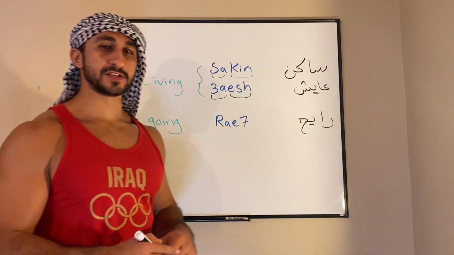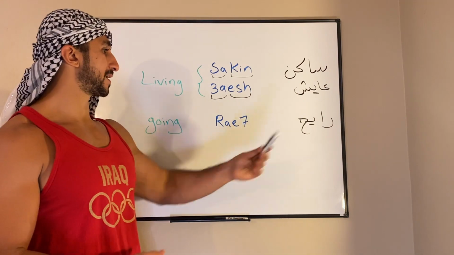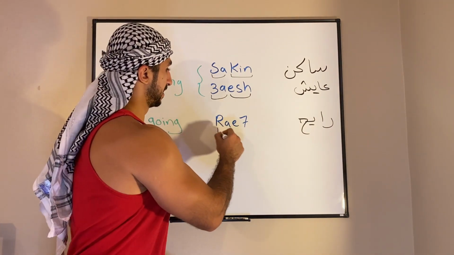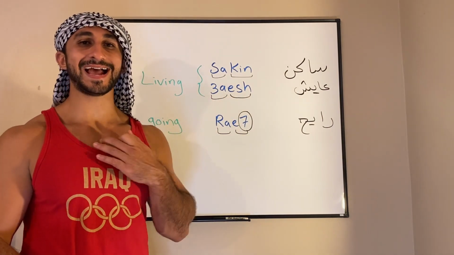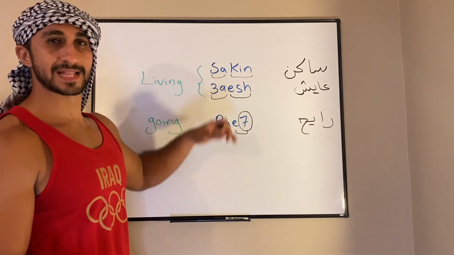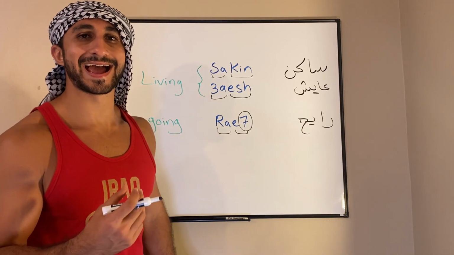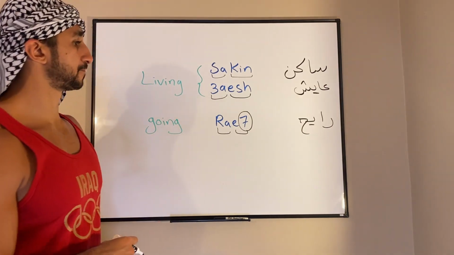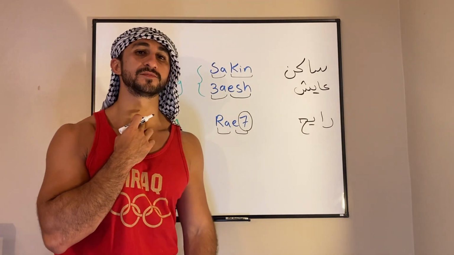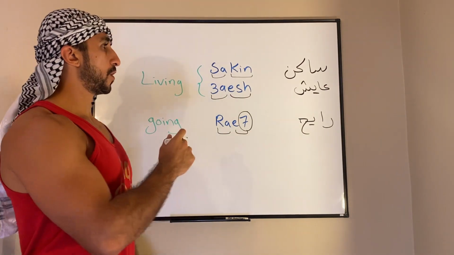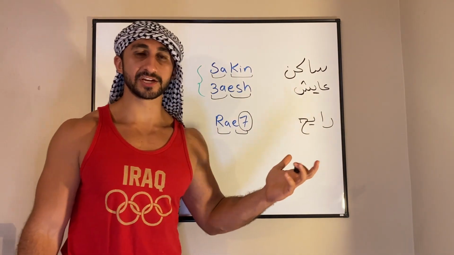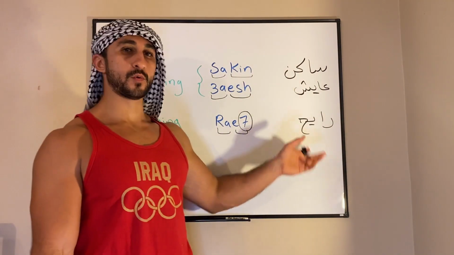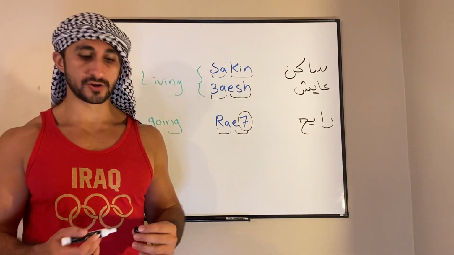And the other one that I want to teach you is going. Going is rayah. So this letter is not in English, is the ha letter. Also, this letter is not in English, is the ayin letter. So you just gotta practice. It comes from deep in the throat here. So when sakin, where are you living? When ayish, where are you living? And when rayah, where are you going?